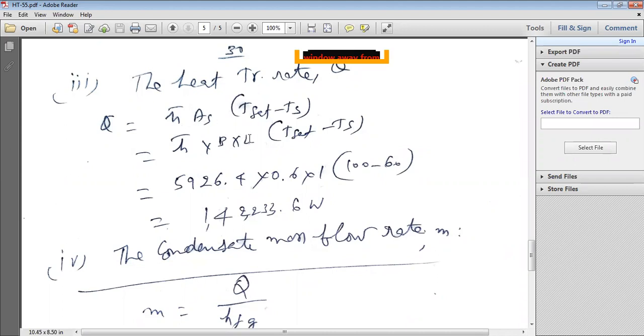So h bar into A surface area, that is length of the plate or height of the plate into width of the plate B, into T saturation minus T_s, T surface. H bar 5926.4 into L 0.6 into 1 into T saturation 100, surface temperature 60. Then heat transfer rate is 1,42,233.6 watts. Okay, clear?